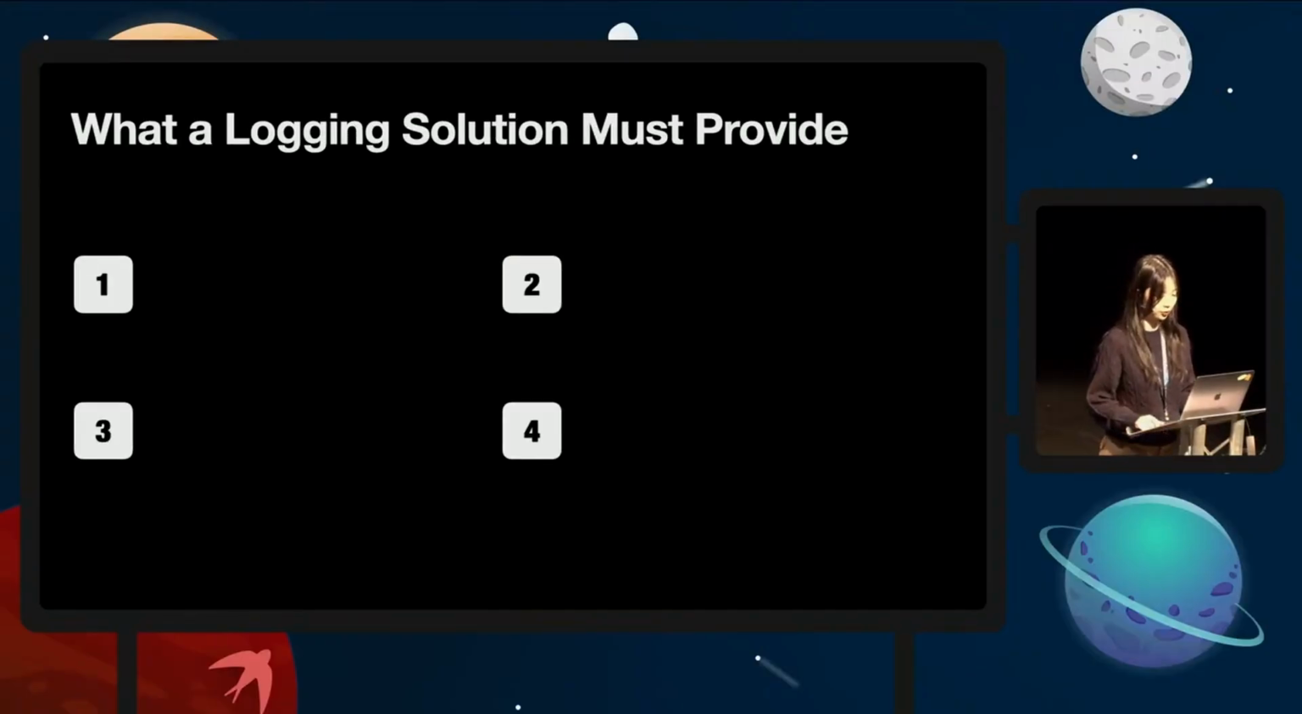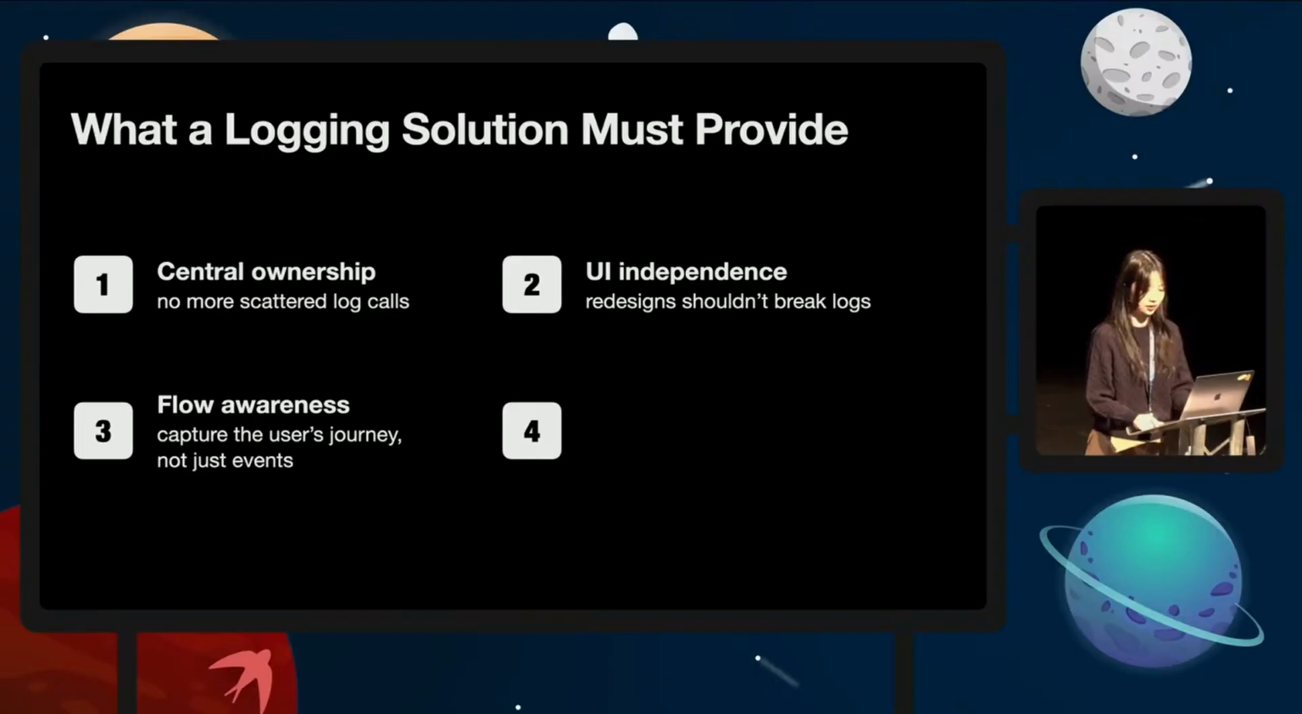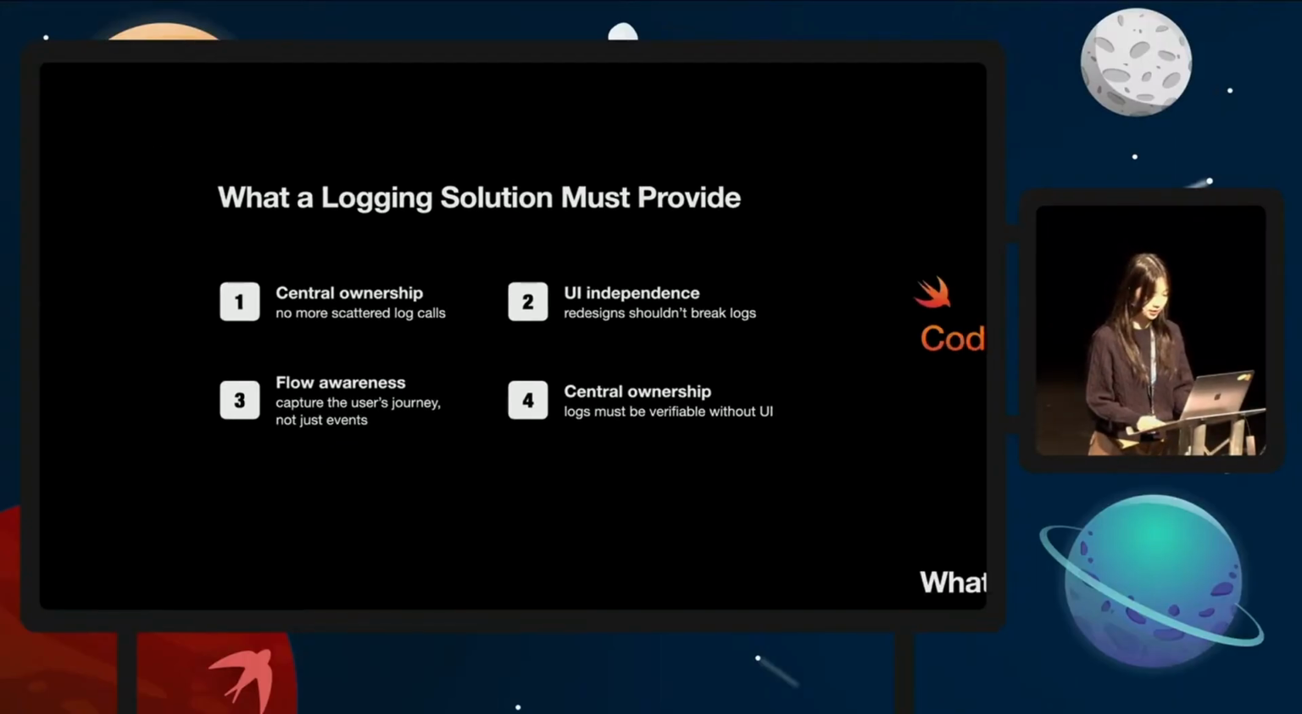Just a quick recap. We've seen how logging is scattered, fragile, and easy to lose context. So let's make that problem explicit as requirements. We need one central owner, so logs aren't scattered. We need UI independence, so redesigns don't break them. We need flow awareness, so we capture the journey, not just flat events. And we need testability, so logs can be verified without touching the UI. That's the problem definition, and the solution I will show is designed to meet these needs.